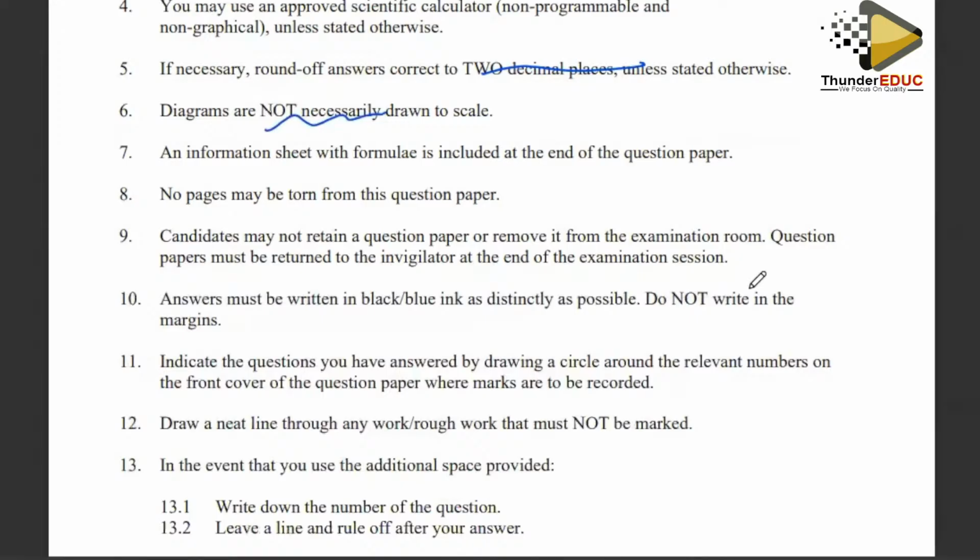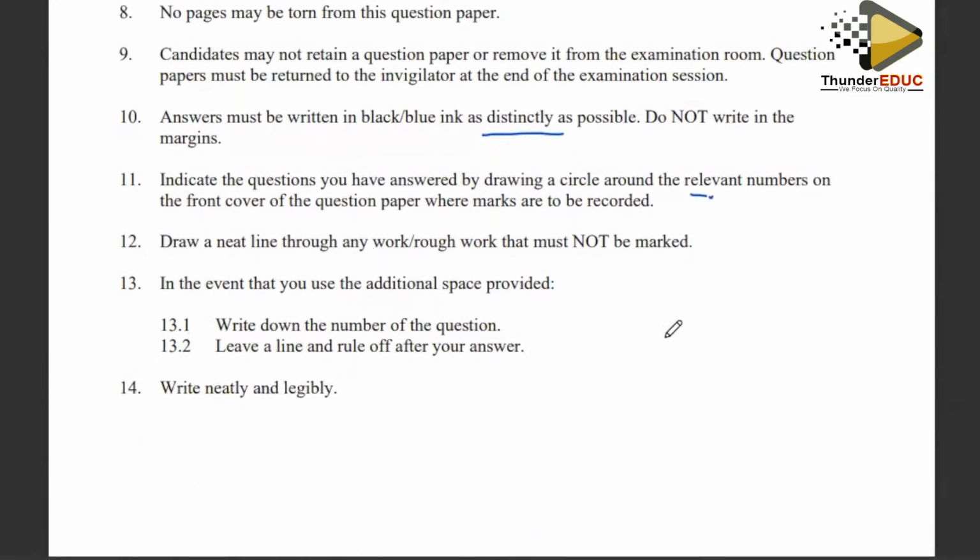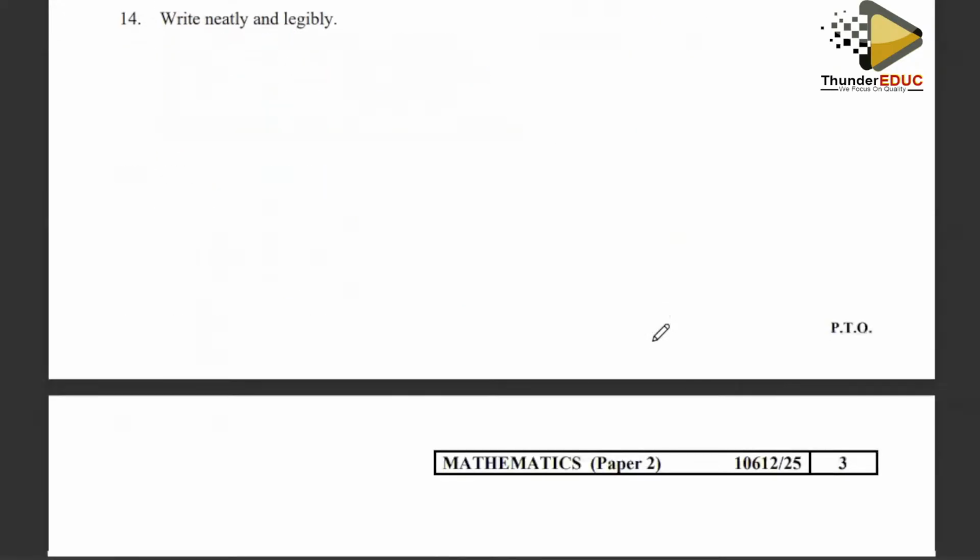We're not gonna do that. Answers must be written in black or blue ink, okay? Indicate questions you've answered by drawing the cell. No, we're not gonna do that. We're gonna answer everything, okay? Draw a neat line through any work that must not be marked. All right, so those were the instructions. Let's just dive into the paper.